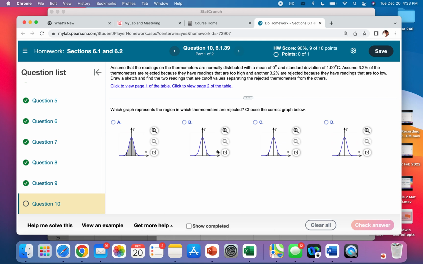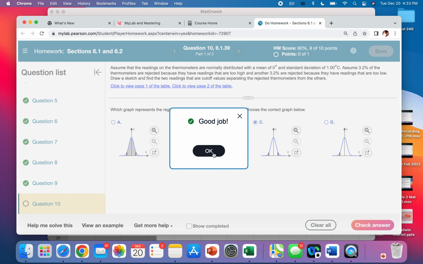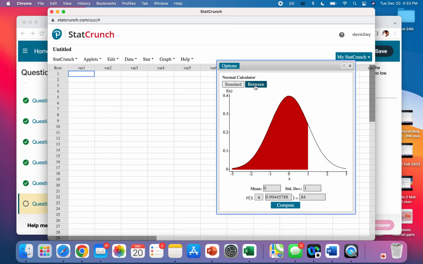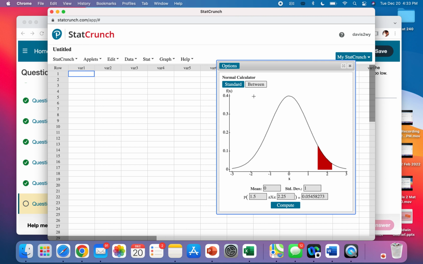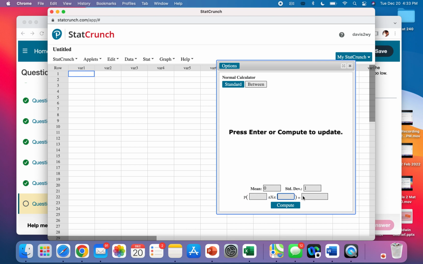Okay. All right, so 3.2% are too high and 3.2% are too low. Okay, so that means the ends are 3.2%. Okay, so the ends are 3.2%. Okay, so that means the left area shaded is 3.2 and the right area shaded is 3.2. Okay, so we can do this two different ways. Let's just use the between calculator. Okay, so we're trying to find these two right here.